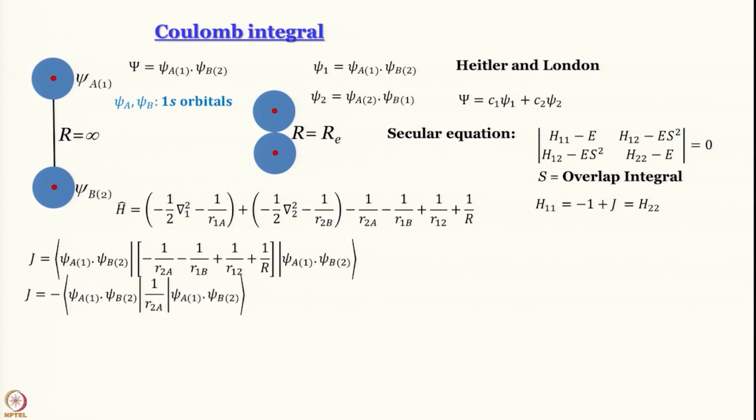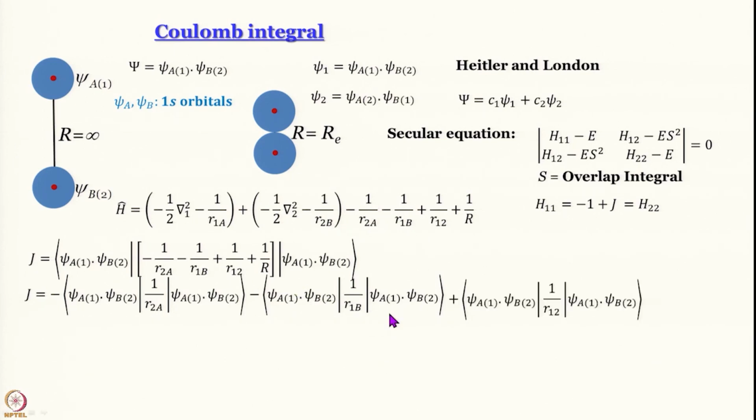Great. So, now let me expand and write J as a sum of 4 terms. The first one will be minus psi A1 psi B2, 1 by R2A, psi A1 psi B2 integrated over all space. In the second one everything is the same, instead of R2A I will write R1B. In the third term everything is the same, instead of R1B I write R12, and in the last term, instead of this in the middle I write 1 by capital R. Sorry about the overlapping lines, this is what we get.